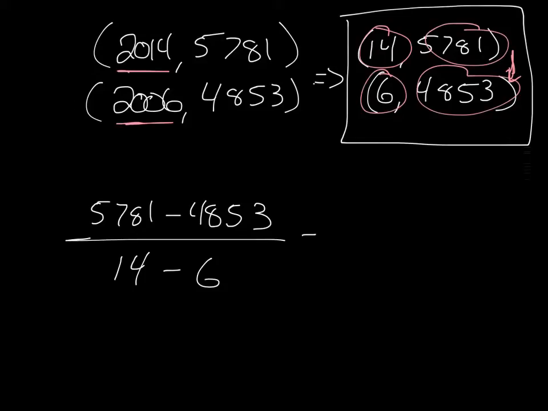And after throwing those in the calculator, what we get is 928 over an 8-year span. And again, what this represents is that between these 2 years there's a difference of 928 students. This is saying that in an 8-year span from 2006 to 2014, that gives us an average difference of 116 students per year. This right here is our M value.